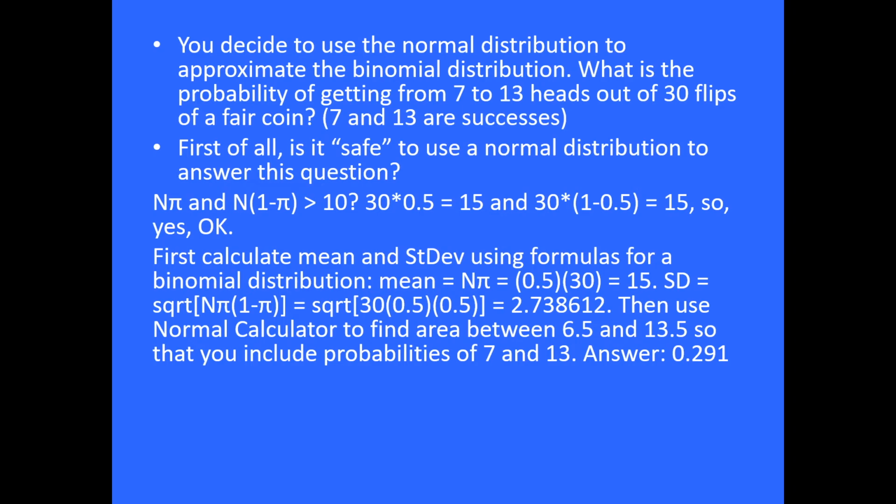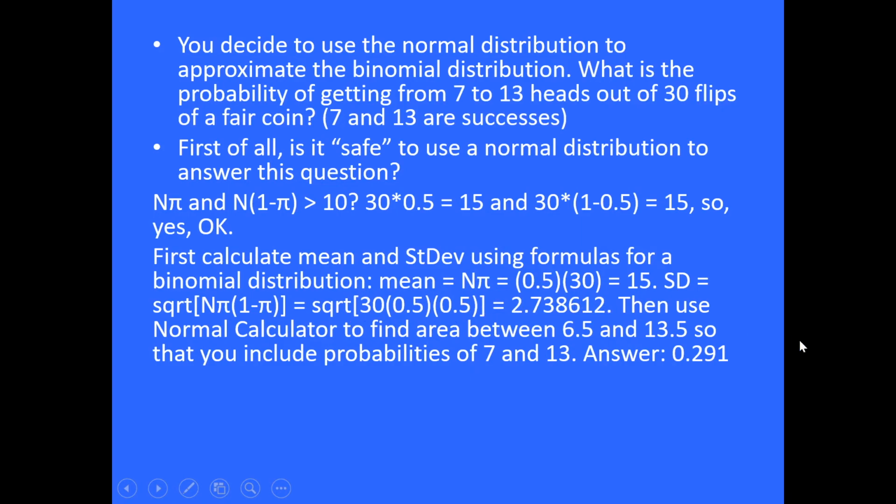And we also need a mean. You probably remember from the binomial chapter that the mean of the binomial distribution is just n times pi, so that's 15. And then the standard deviation is the square root of n times pi times 1 minus pi. In this case, I've already worked that out.